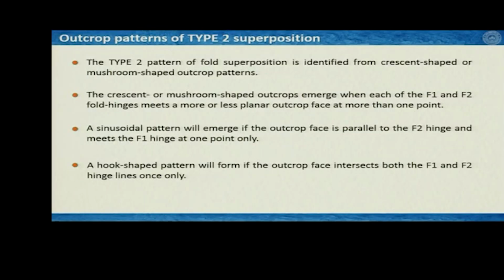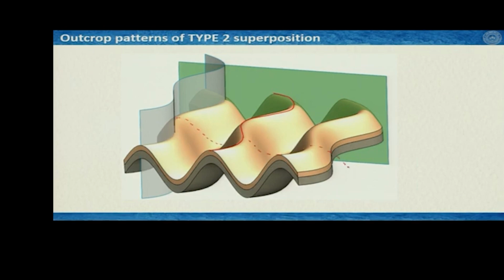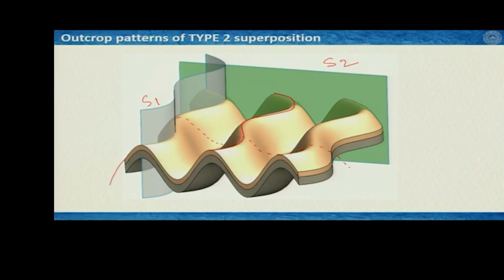Now also in other sections you can get a sinusoidal pattern when you see F2 hinge meets the F1 hinge at 1 point only, and you can also get a hook type pattern, and we will see how it works. So again this is what we have drawn. This is your F1 going like this, your F2 is going like that, right, and this is your S1 and this is your S2. So clearly on the S2 surface, which is this one, you see the fold patterns of S1 only, and you cannot figure out whether this is a superposed deformation or not.